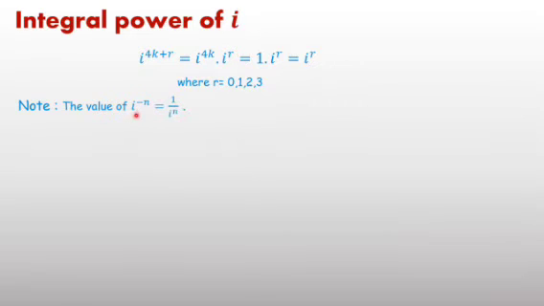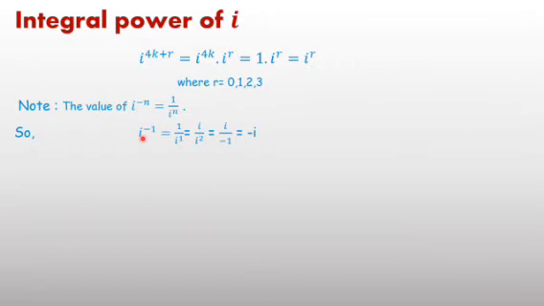If the power of i is given with a negative sign, meaning minus n, for example i^(-4), i^(-5), i^(-10), we can write this as 1 upon i^n, and again in the denominator apply the same concept as written first, i^(4k+r), and you will get the result.